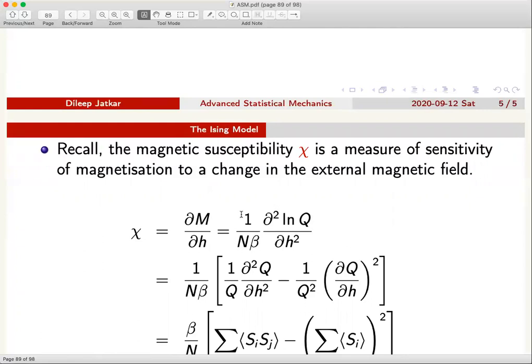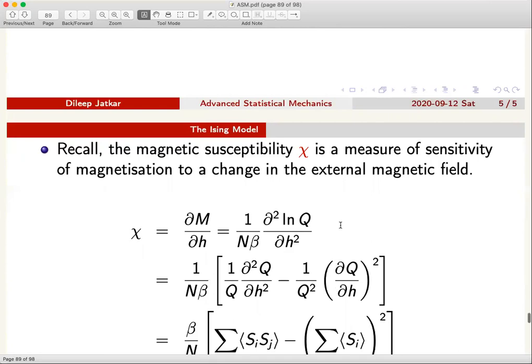So therefore you get a quantity which is something like this: 1 over n beta times second derivative with respect to h of log q. So you can just carry out this computation. You get 1 over n beta times this quantity, with both the derivatives acting on q, giving you second derivative with respect to h of q times 1 over q. And the other possibility is that one of the h's actually acts on the q in the denominator, and that gives you 1 over q squared times del q by del h squared.